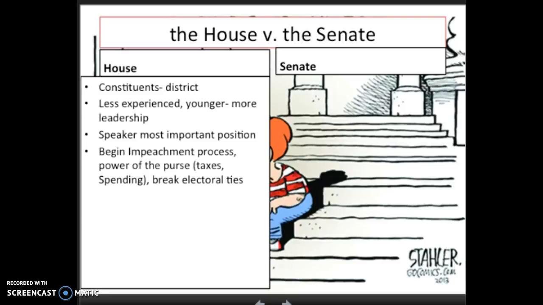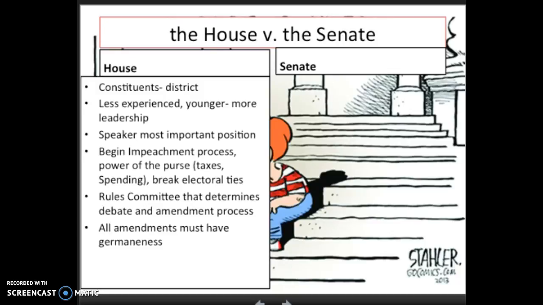Their powers: they begin the impeachment process. They have the power of the purse, taxing and spending. They break electoral ties. They have a Rules Committee that determines whether or not a bill can be debated or amended. If a bill can be amended, it has to have germaneness, which means any of the amendments must have to do with the original text of the bill.